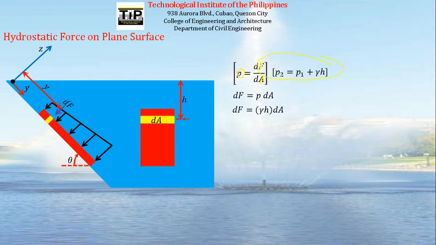So basically, P sub 2 is the P here. Now P sub 1 is what? 0. It's based from the surface. Okay. So therefore, we only have this gamma H. So substituting gamma H, we will have dF equals gamma H dA.